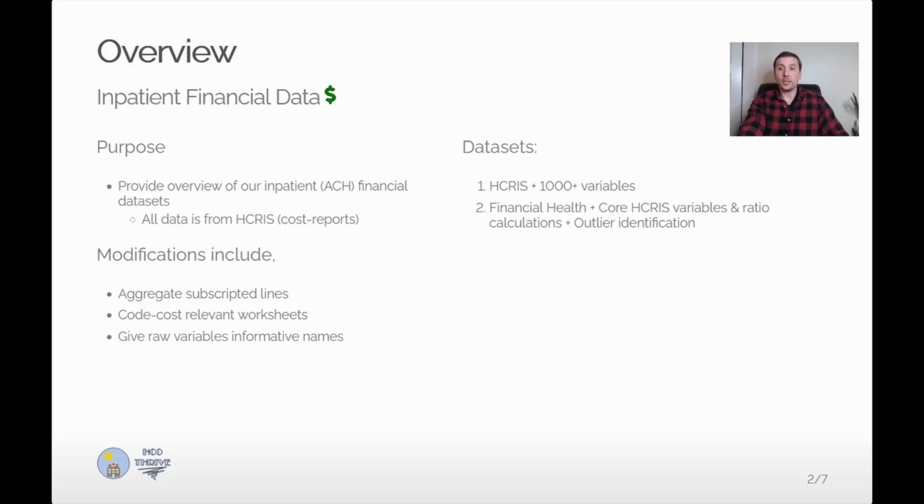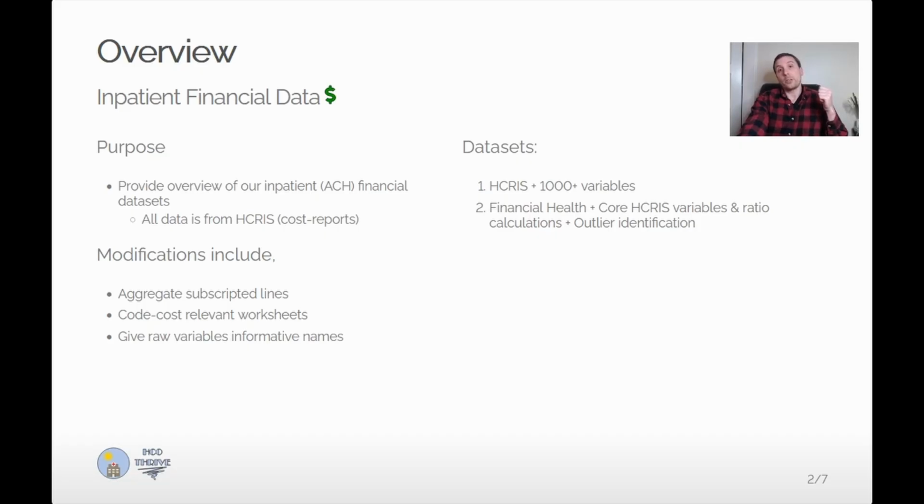So the first data set we're going to talk about is just the basic HCRIS data set. This includes a number of selected worksheets from the overall CMS data. Even though it's a subset of what CMS releases, it's still over 1,000 variables, I think close to 1,100. And then the second data set is a more compact one. It's pretty much the core HCRIS variables, and then some financial ratio calculations and outlier identification.